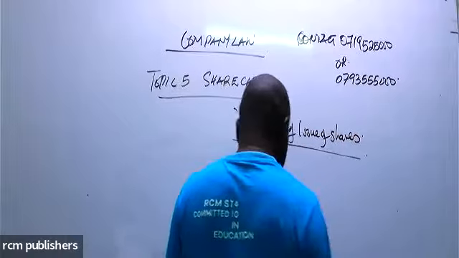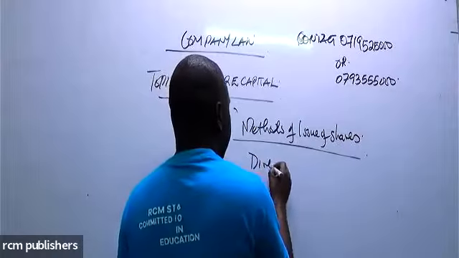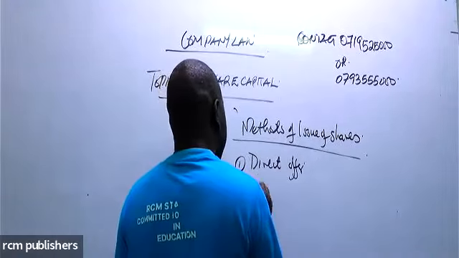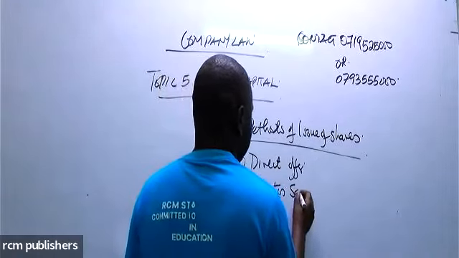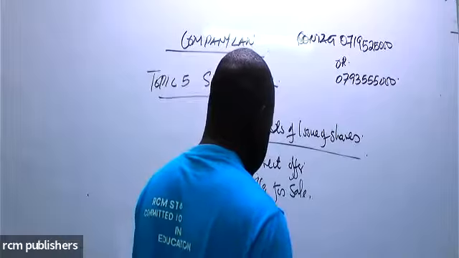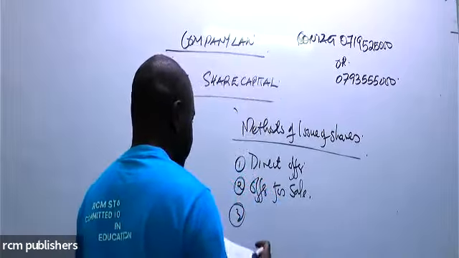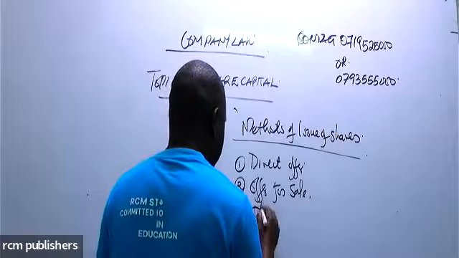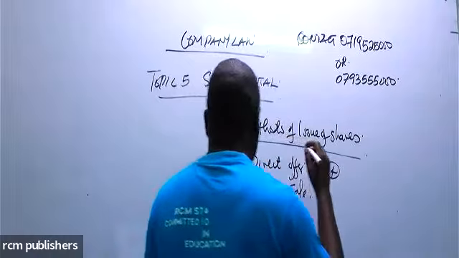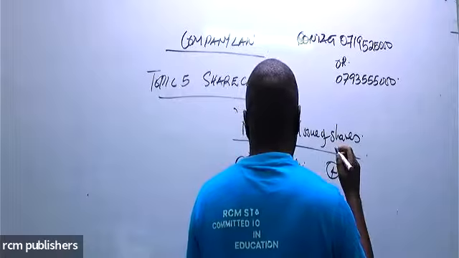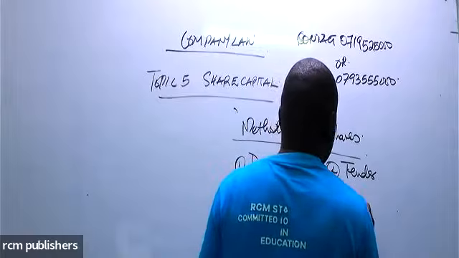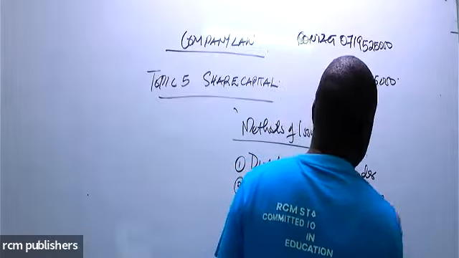Methods of issue of shares. It can be what we call direct offer. It can be offer for sale. You can do what we call placing. Then you can have tendering. Then you have what you call a rights issue.